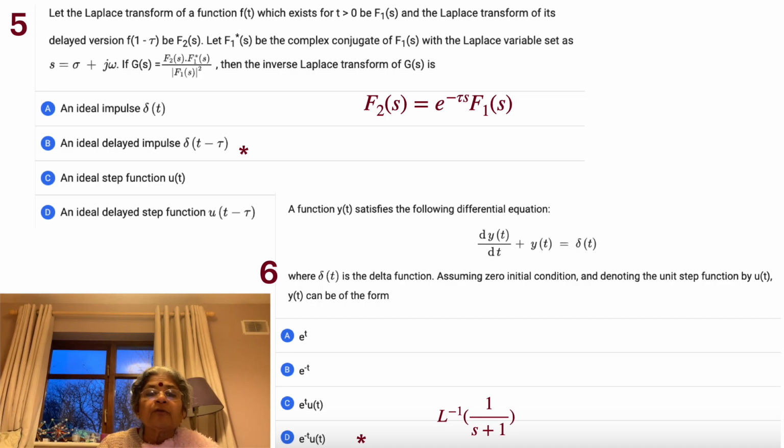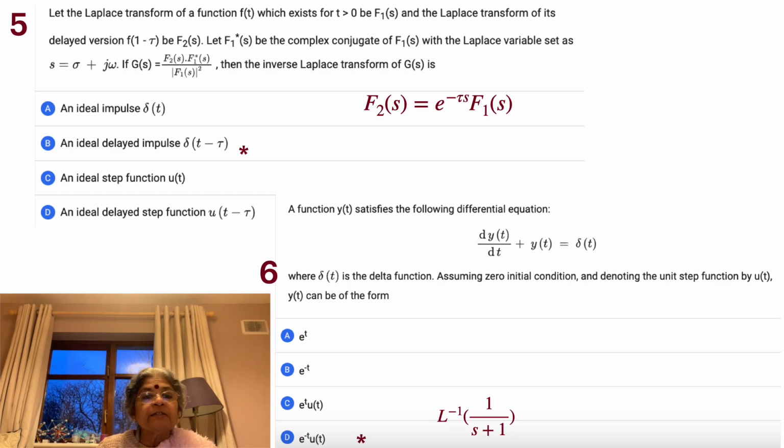Okay, so if F1(s) is given as a function of s, and you replace s by sigma, you get something like a plus jb. Capital A plus jb, or a minus jb. So let F1(s) be the complex conjugate. In that case, F1 star(s), the complex conjugate, will be a minus jb. F1(s) is a function of the Laplace variable s, where s is equal to sigma plus j omega.